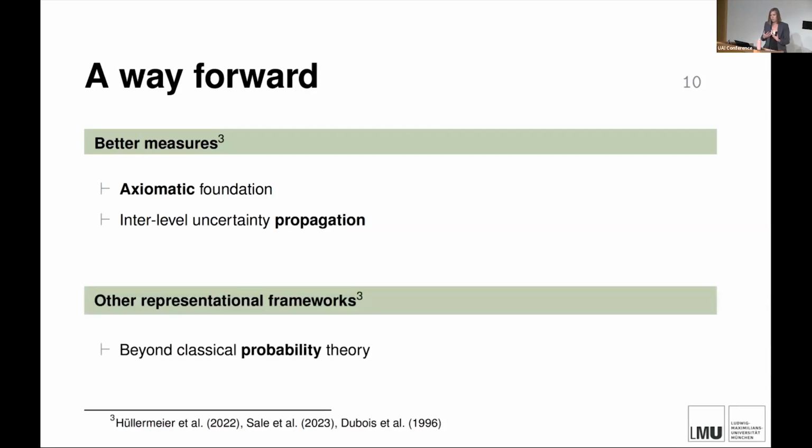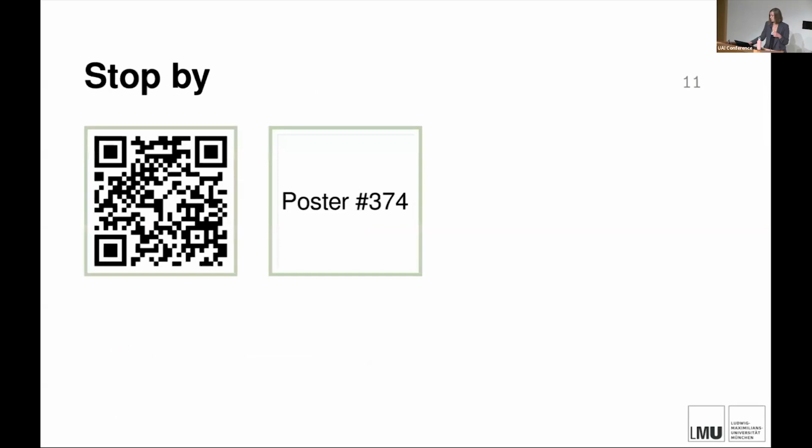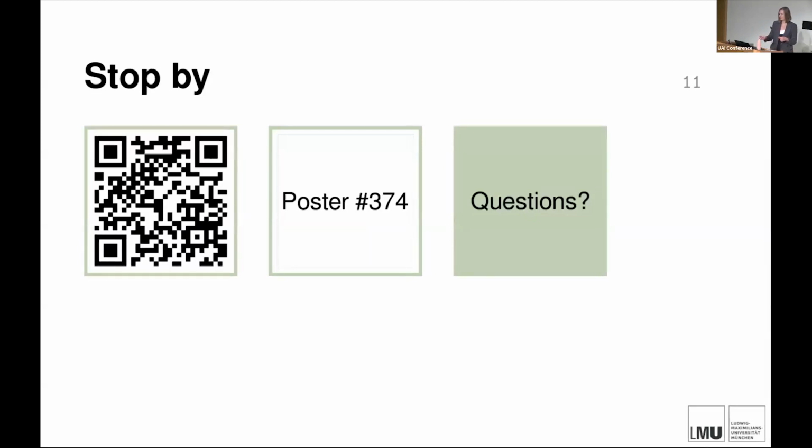But maybe we must also pursue a more radical stance and even move beyond the world of probability measures in general and consider some framework that represents uncertainty in a more general manner. That could be, for example, imprecise probabilities, possibility theory, and so on. So if you have a better idea, please come forward, visit me in the poster session afterwards. I would really like to hear if you have any suggestions for improvement. And I'm very happy to take questions.